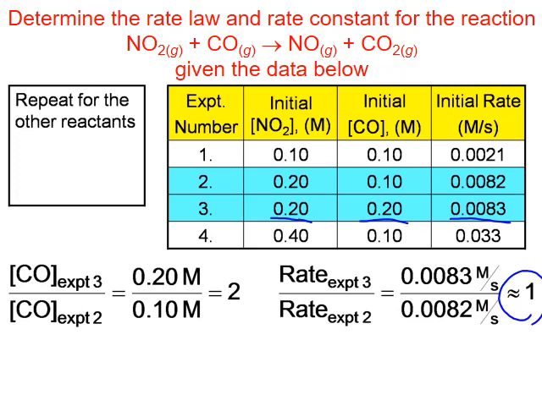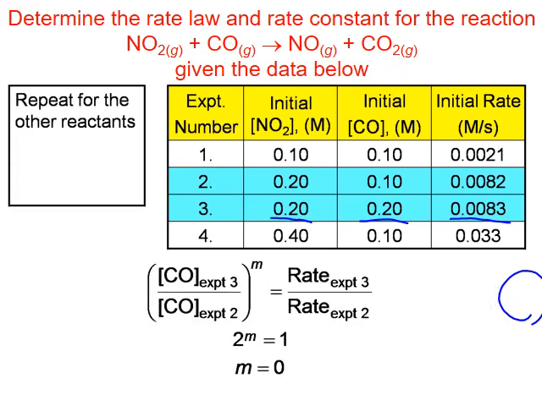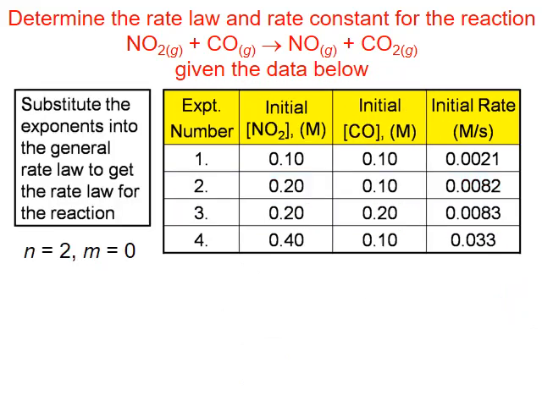Since the rate remains constant, despite the change in concentration of carbon monoxide, we know that the order is going to be 0. So the only exponent that we can raise 2 to that will return 1 is going to be 0. So now that we have orders for our two reactants, we can substitute these exponents back into the general rate law we wrote at the beginning.